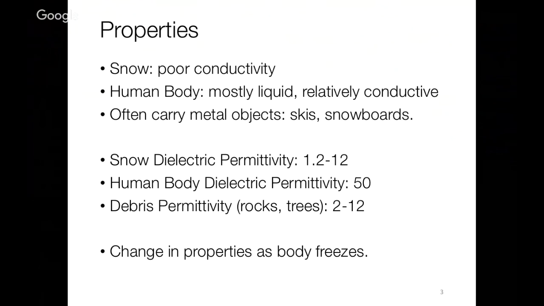So the properties in our scenario: snow is a pretty poor conductor when it's dry. And the human body is mostly liquid, relatively conductive, so there's a good contrast there. Metal objects that are associated with people, like skiing and snowboarding in the backcountry, skis and snowboards, also provide good contrast. And again, another property, dielectric permittivity, you get a good contrast between the human body and the snow in the background.